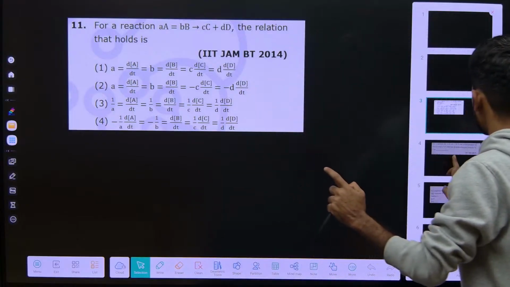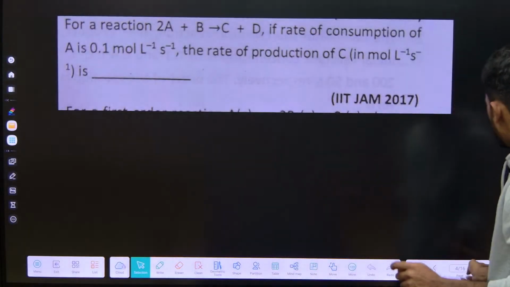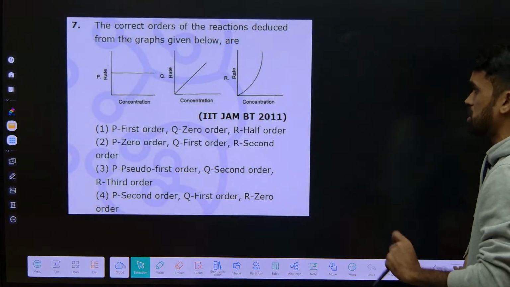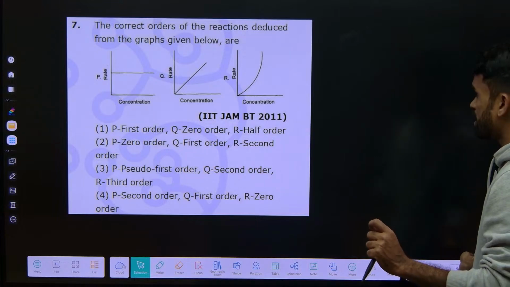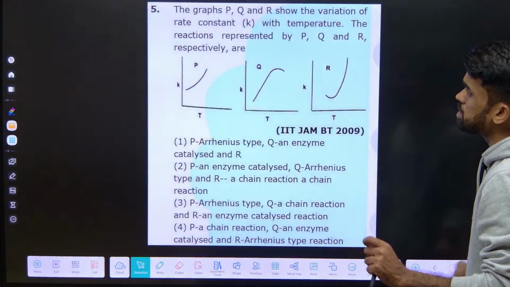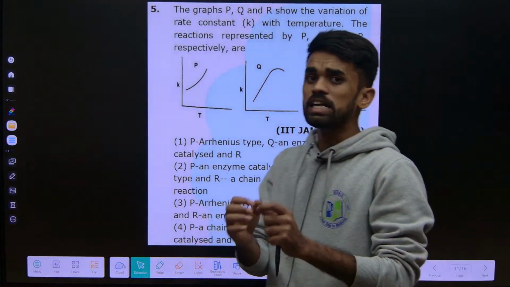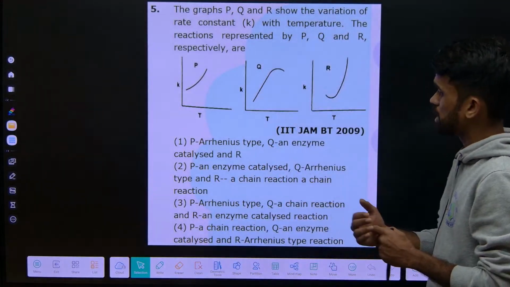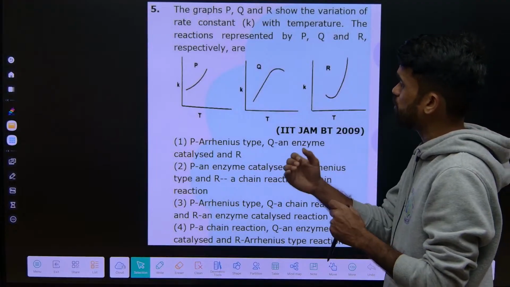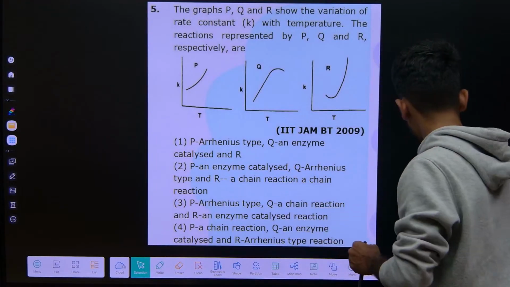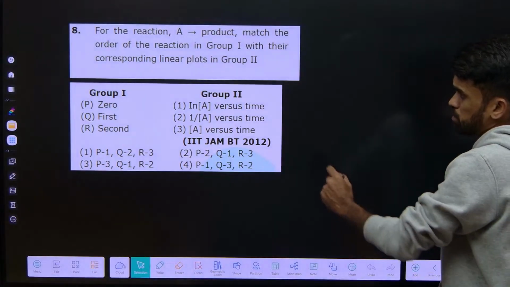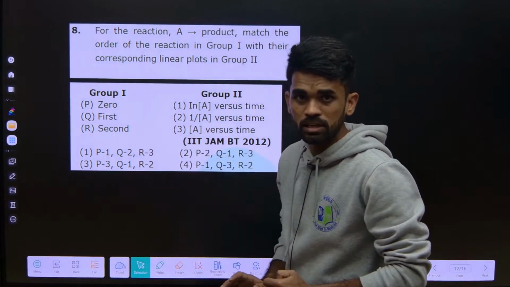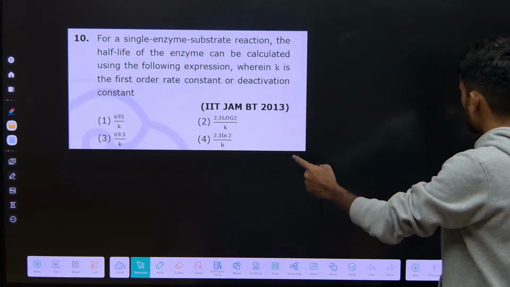So look at the questions first. Again, all these are IIT JAM BT questions, or a few questions are also from IIT JAM chemistry, which are easy only. These questions are about identifying the order of reaction and the factors affecting it, and the effect of temperature on the rate of reaction. I am going to explain everything: first order, second order, third order, and how their graphs will look.